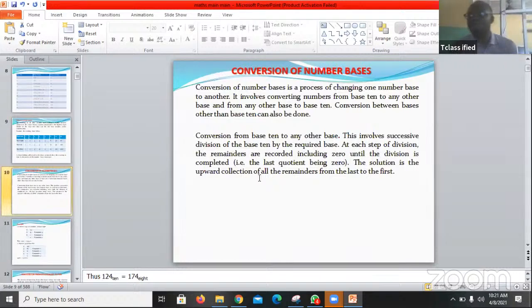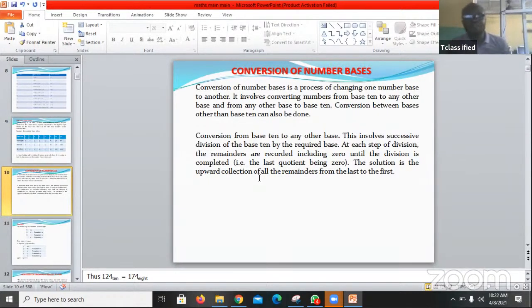So I don't want to waste time here. Let's move to the most important thing, conversion of number bases. This is what they will be asking you in JAMB: what is the value of this number in base 8, in base 10? Converting from one base to base 10 is the number one most important thing. Then number 2 will be converting from base 10 back to those numbers. So we're going to learn how to do that.